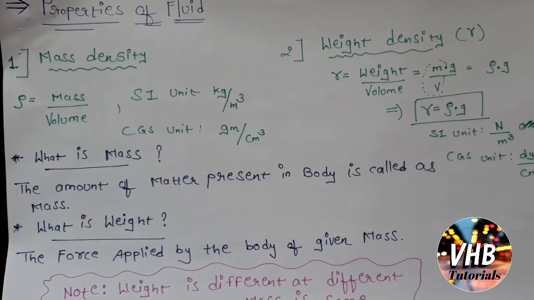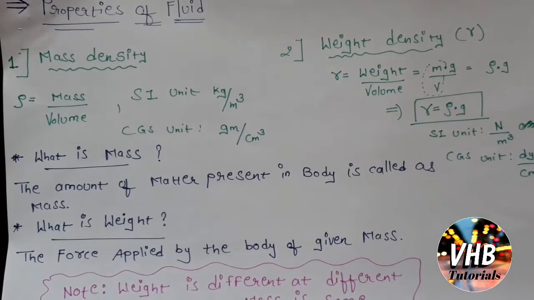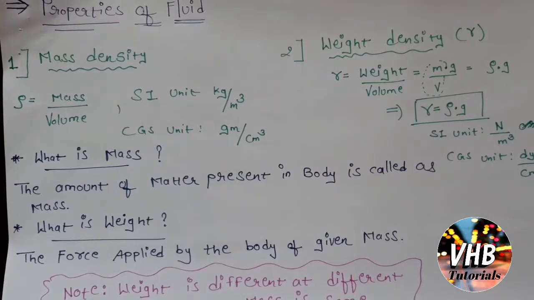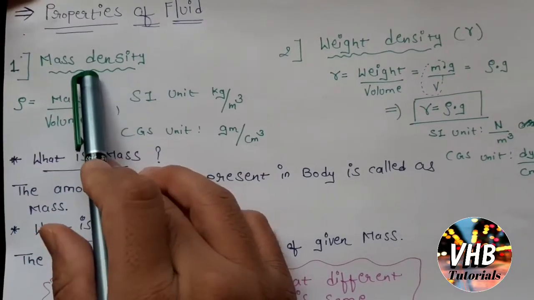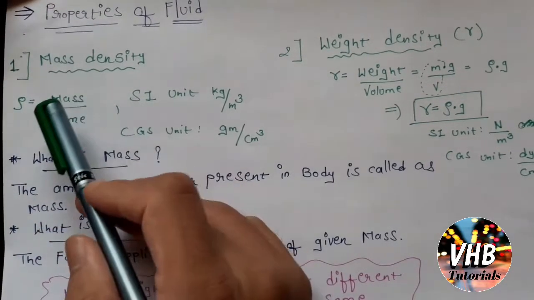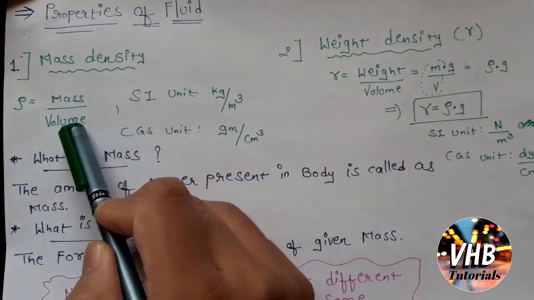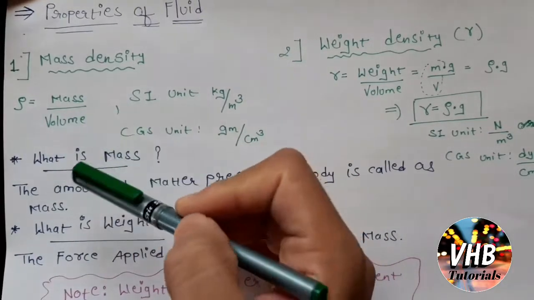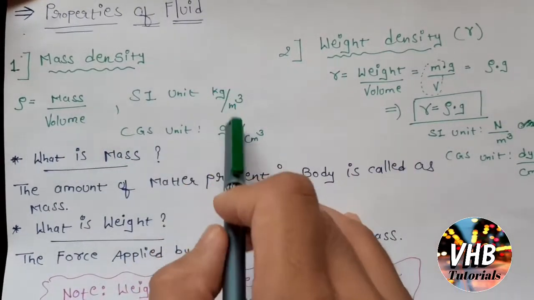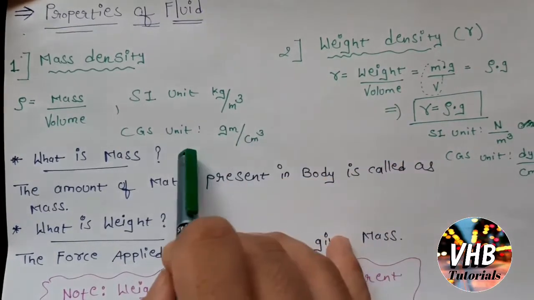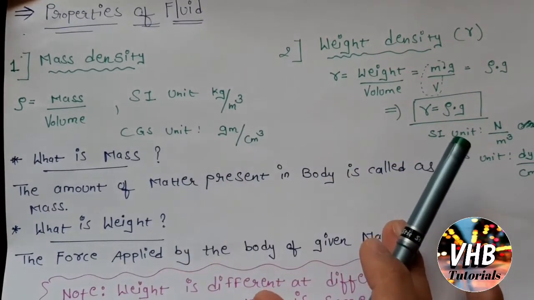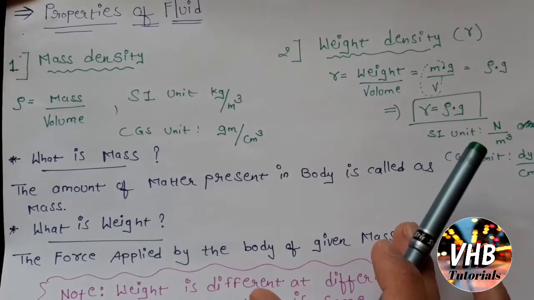Today we will discuss the properties of fluid. Now in the previous video we had discussed the introduction of fluid mechanics. Now we will discuss the properties of fluid. So first is the mass density. Mass density is defined as the ratio of mass to the volume. Its SI unit is kg per meter cube and CGS unit is gram per centimeter cube. Mass density is denoted by rho.